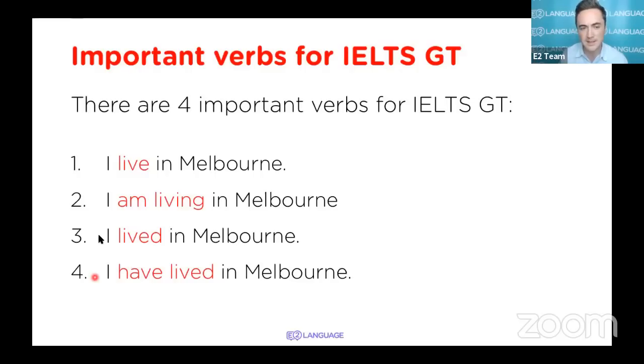And what we want to understand with regards to these verbs is their meaning. Because if I say I live in Melbourne, or I am living in Melbourne, or I lived in Melbourne, or I have lived in Melbourne, they all use the same verb live, but they're in a different form, and this different form actually has its own meaning.